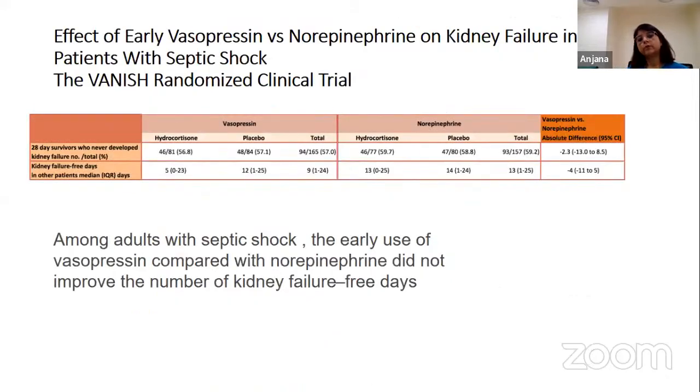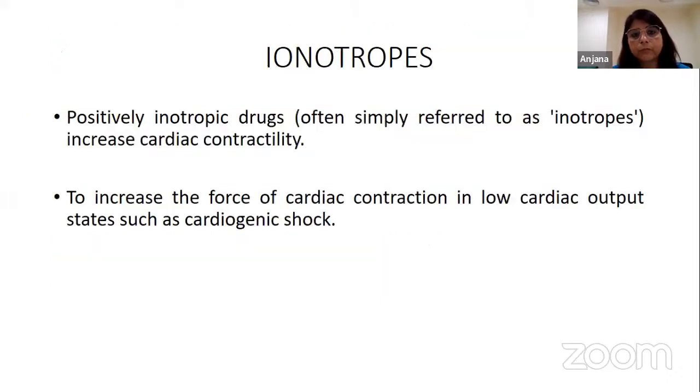Now, this is another landmark trial, the VANISH trial, which again looked at vasopressin or norepinephrine. They looked at kidney failure basically, whether vasopressin improved the outcomes in terms of renal function, but it did not improve kidney failure free days. So both the trials did not actually show the benefit, but of course we use vasopressin when noradrenaline is at a very high dose so that you can taper off your noradrenaline. Okay, it does help. So it's a second line agent.